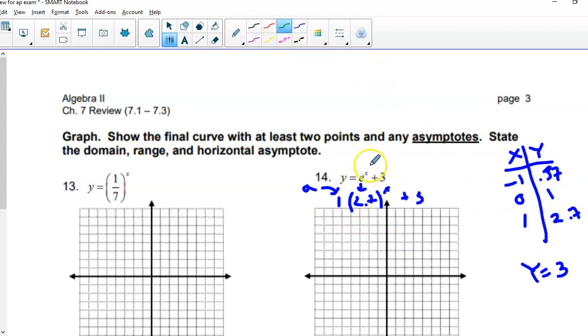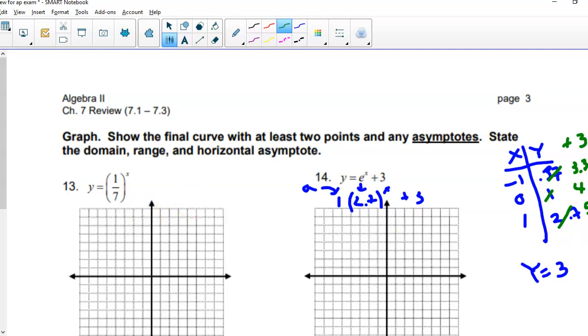Next, what do I want to do? I want to look and see what, I want to change the table, right? Well, there's nothing going on in the exponent. It's just the x. So that means nothing happens to these x values. But on the outside here, I have a plus 3. So I'm going to add 3 to each of these values. So 0.37 plus 3 is 3.37. Okay. 1 plus 3 is 4. And 2.7 plus 3 is 5.7. So here are our new values.